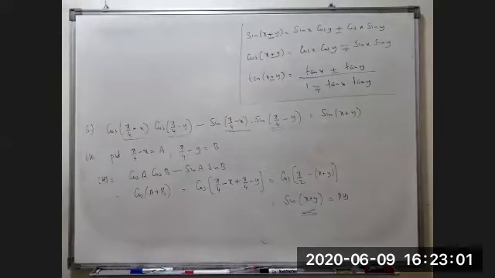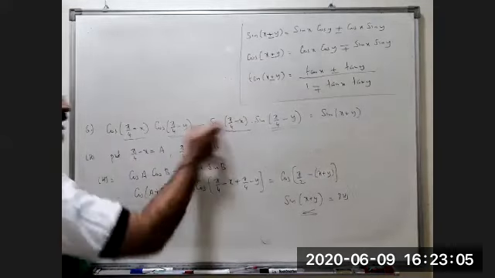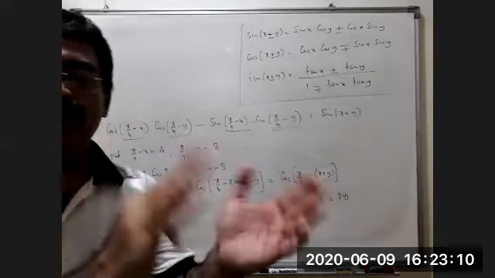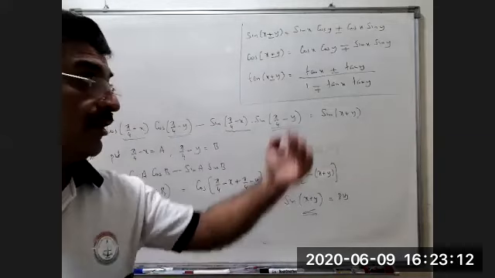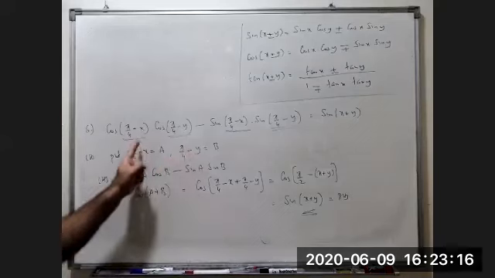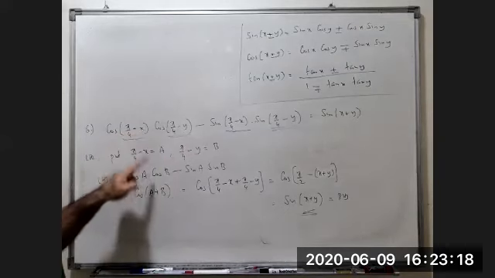So remember, whenever we have repeating angles, replace those repeating angles with A, B, X or Y, anything, so that it will be convenient in comparing with the formula. We didn't put it as X because X is already used here. So we put it as this.